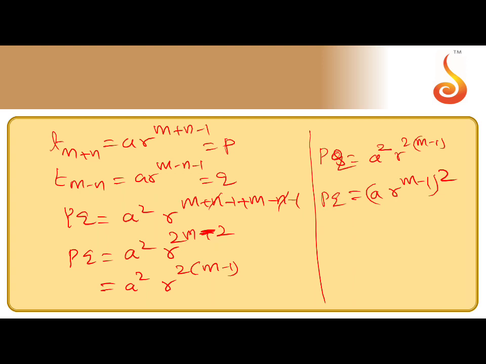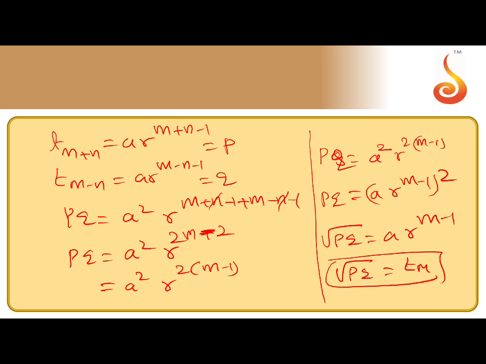So now you can take the square root on both sides. Root PQ equals, the root is cancelled, A R power m minus 1. So root PQ equals A R power n minus 1, which is Tn. A R power m minus 1 is Tm. Therefore, the mth term is root PQ.